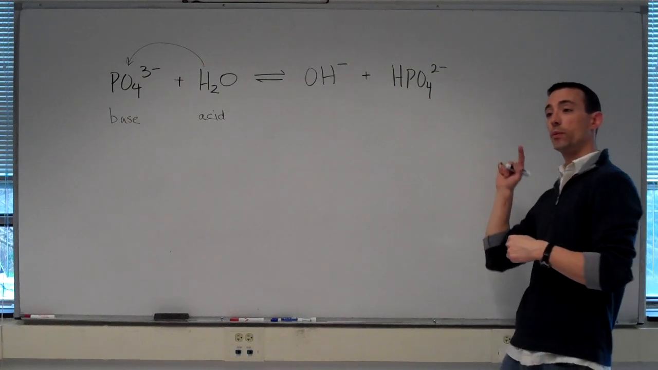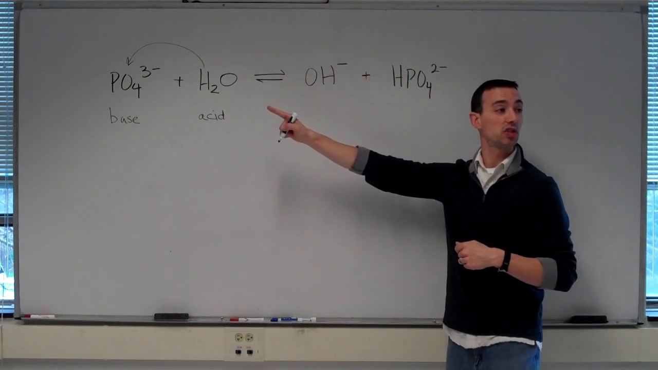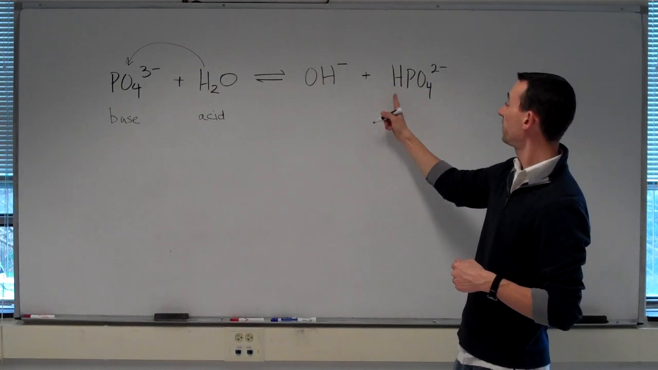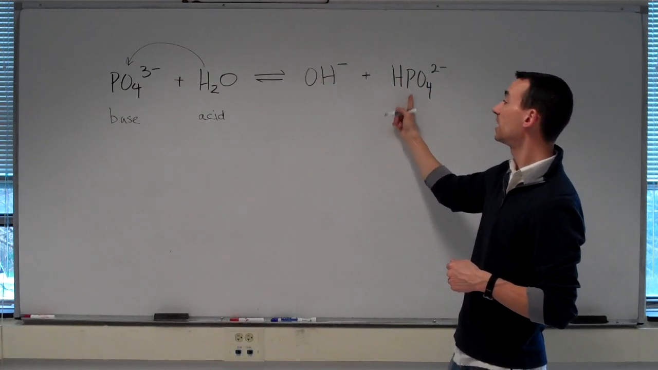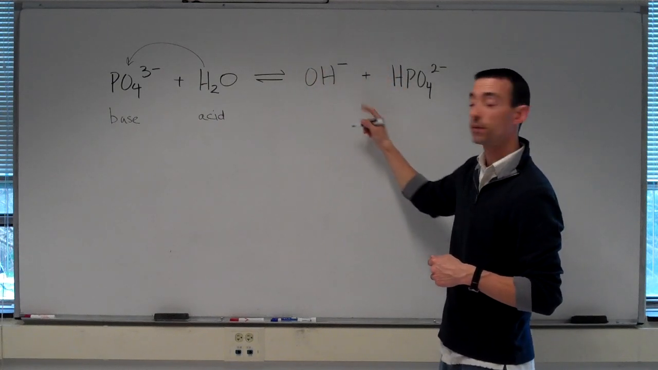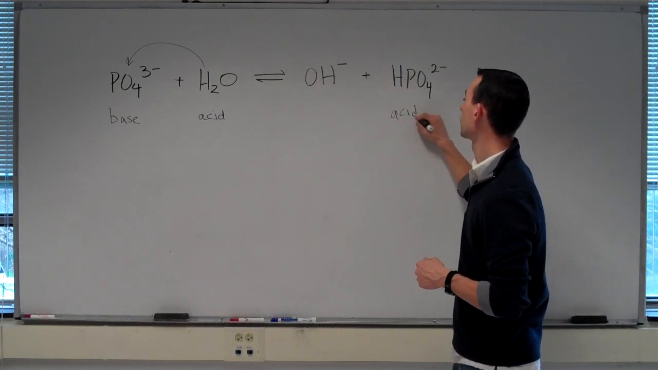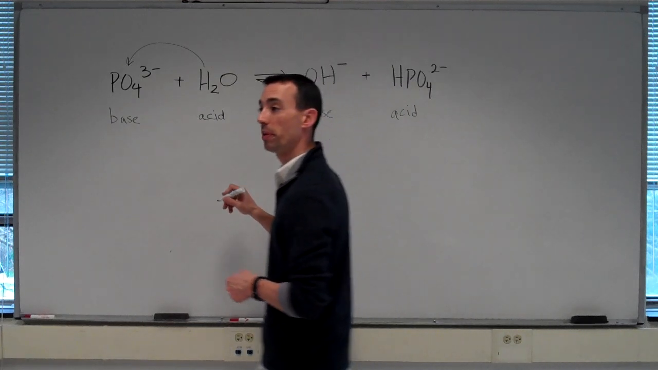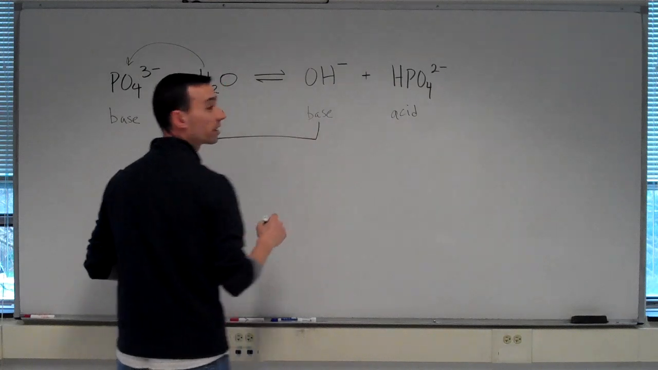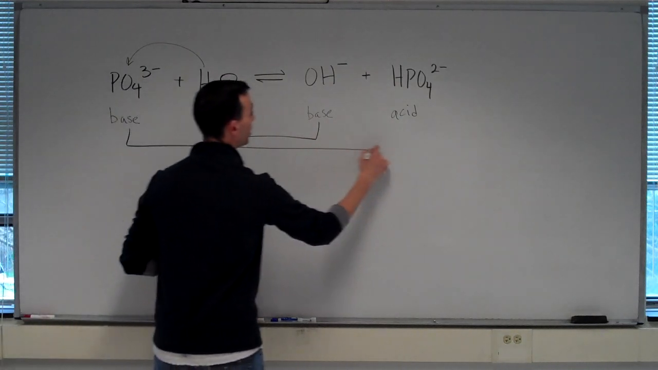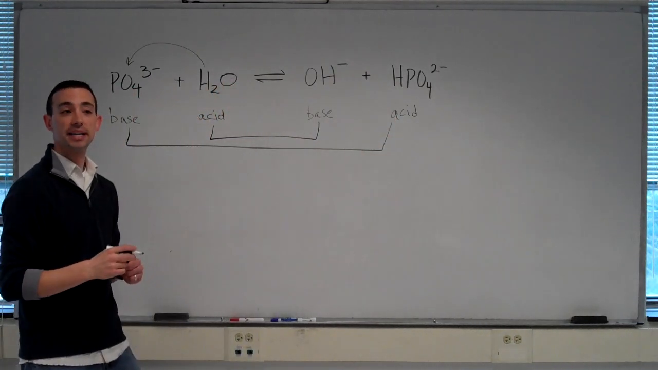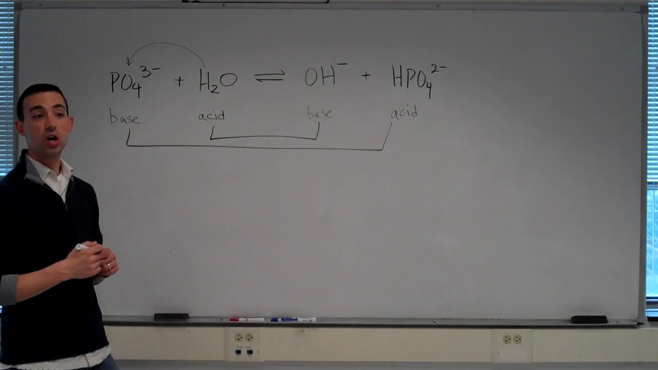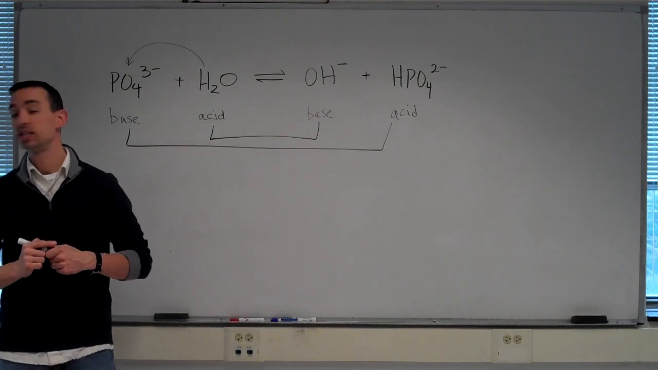Again, if we considered how would we get back to the left side? Well, to get back to the left, the HPO4 would give away its hydrogen. That would mean it's the acid on the right side, and OH minus is the base. And our pairing is water with OH, PO4 3 minus with HPO4 2 minus. So those are our conjugate acid-base pairs.